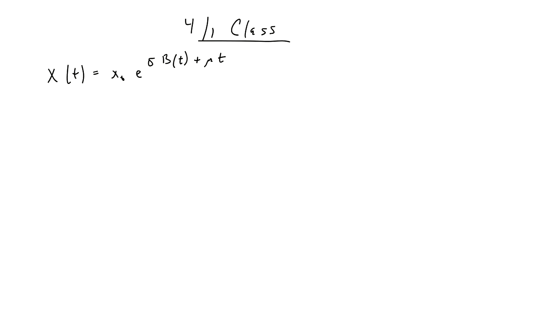So where we ended yesterday was with this equation. We had just done a basic calculation for Brownian motion, which is just a way of getting randomness. And so we said that this is going to be our model for stock price.